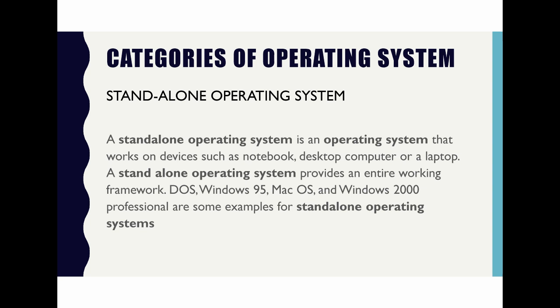Now let us further proceed with our next part in this category, that is we are going to learn about the different categories of operating system that are available to us. Now, one of the categories is standalone operating system. What is a standalone operating system? A standalone operating system is an operating system that works on devices such as notebook, desktop, or laptop. Why is it called a standalone? Basically, the word standalone is a bit outdated because nowadays every operating system is a standalone.